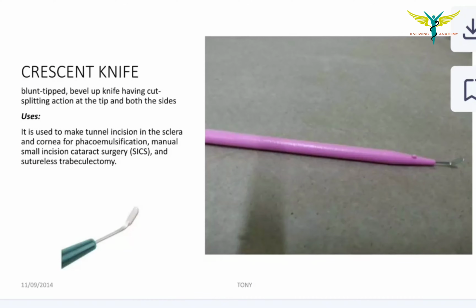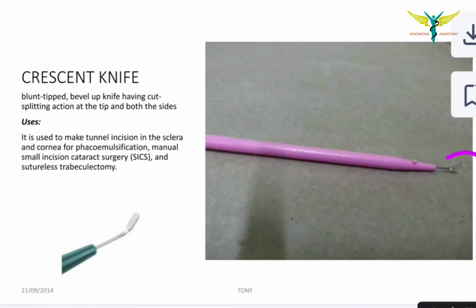The crescent knife. This knife has a blunt tip. The bevel-up knife has a cut-splitting action at the tip on both sides. It is used to make tunnel incisions in the sclera and cornea for phacoemulsification, also in small incision cataract surgery and sutureless trabeculectomy.